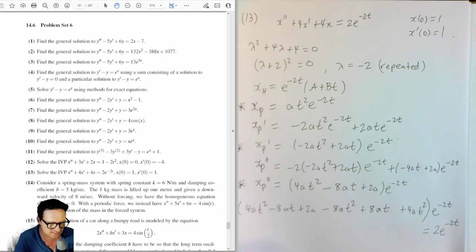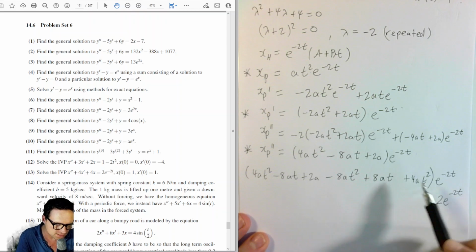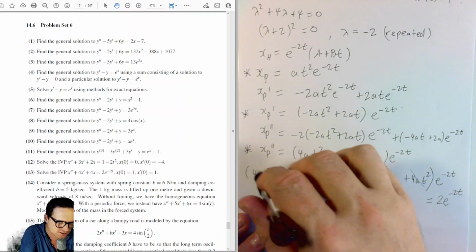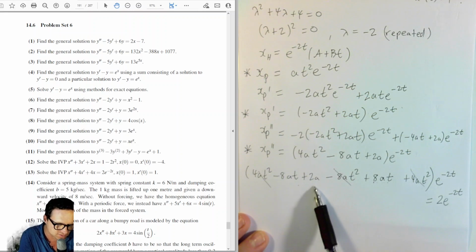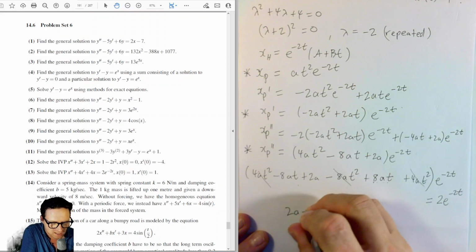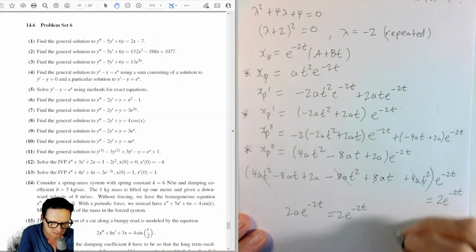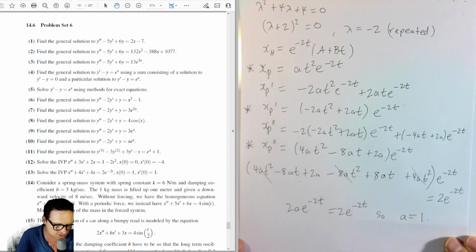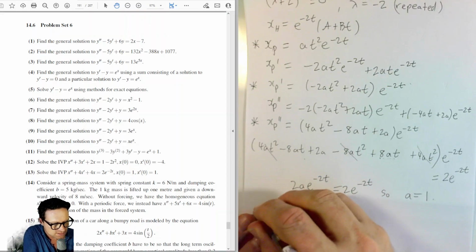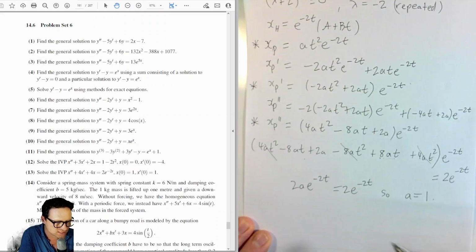All right, so now let's simplify what is inside the bracket. So our t squared terms, they will vanish. 8at minus 8at gives 0, so we just have a single 2a there. So 2a e to the minus 2t is 2e to the minus 2t. So clearly we have a equal to 1. Okay, and so let's use that and say xp is equal to t squared e to the minus 2t, and now let's add that to our homogeneous solution.